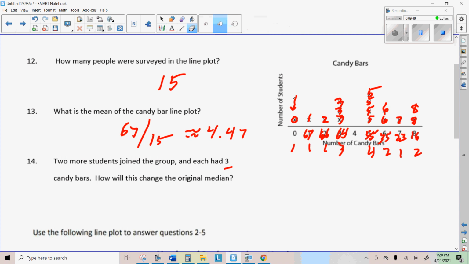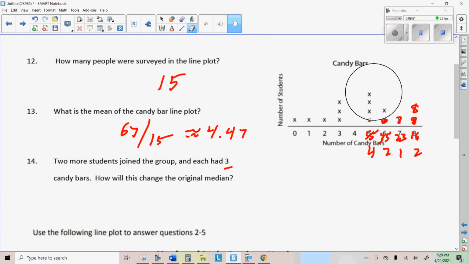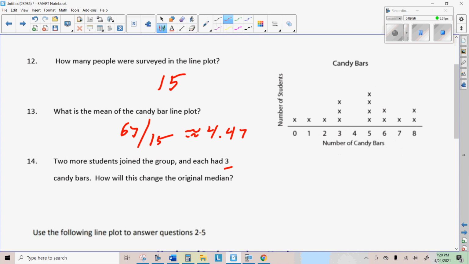Okay. It says 2 more people joined the group and each had 3 candy bars. How would that change the original median? Okay, so let's find the original median first. Remember there's 15. So we're going to add 1 to that. 16 divided by 2 is 8. So the eighth one, 1, 2, 3, 4, 5, 6, 7, 8. That's the median right there, 5. So the original median is 5.